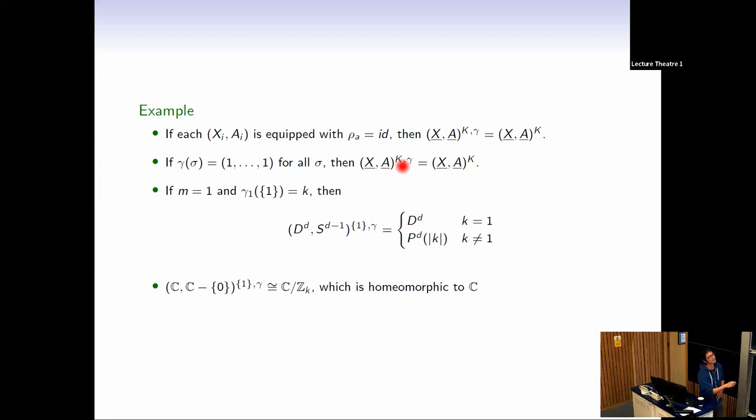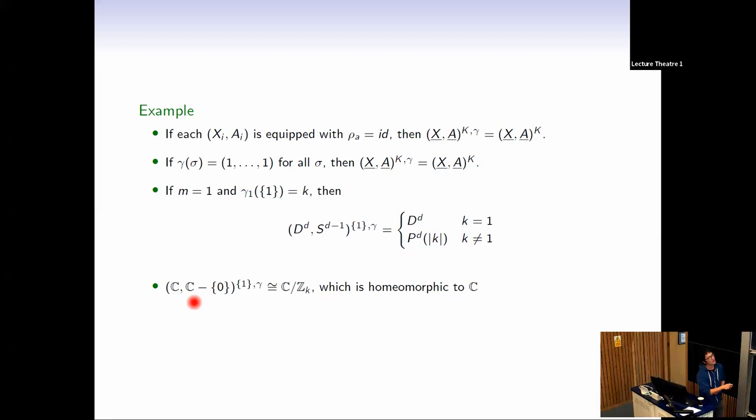And here is a non-trivial example. Let's say n equals one, and let's say γ_{1,1} equals k. Then the weighted polyhedral product of (D^2, S^1) will equal D^2 for k equals one, and equals a Moore space of Z/k when k is not equal to one. Okay, k is not zero either.